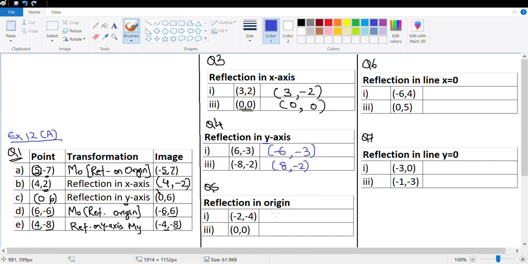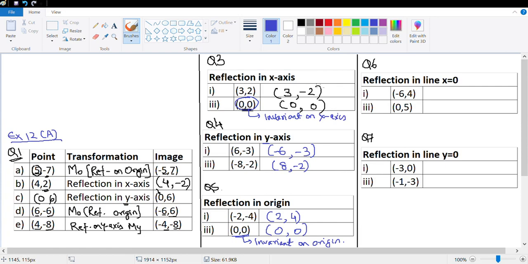Let's look at question number 5, which is reflection in origin. So when you reflect in origin, sign of both x and y coordinate change, which means this will be 2, 4. -2 will become 2, -4 will become 4. And then the second part, third part here, which is 0, 0, sign of both will change, but 0 sign doesn't matter. In any case, I shared with you, this is invariant on origin. I hope you also noticed that this was invariant even on x-axis. In fact, this will remain invariant even on reflection in y-axis. Anyway, let's look at question number 6.